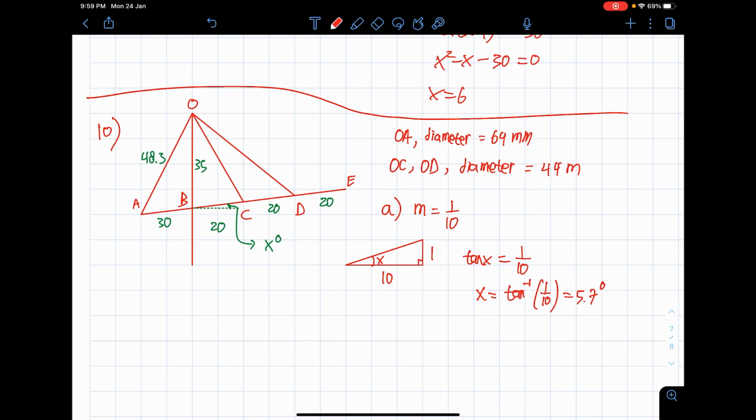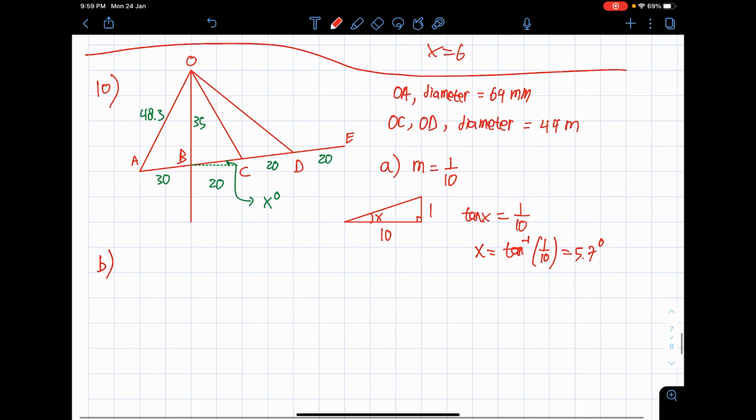Next, question B. Show that OC is 38.5. We have only a few things here. Let's take a look at triangle OBC. I'm going to draw OBC, with OB a little bit inclined, C here, and then put it like this. This angle is x, which is 5.7 degrees. This is 35, and this one is 20. I want to find the length of OC.